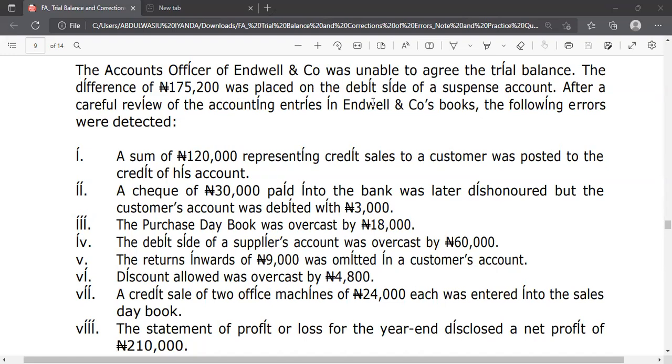Since the customer is returning the goods back to us, what are we going to do to the customer account? Thank you very much. Yes, credit the customer and debit the return inward account. Thank you very much. The next one, they said discount allowed was overcast.